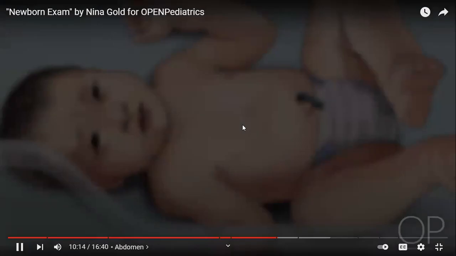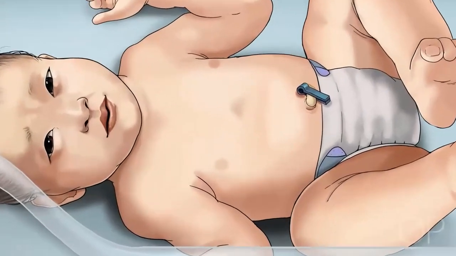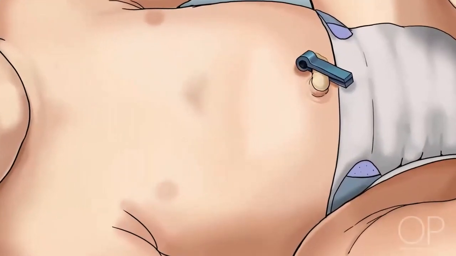Abdomen. First, inspect the abdomen. Is it distended? The skin around the umbilical cord should look clean and dry. Many infants have an outpouching of skin around the umbilicus called an umbilical hernia.